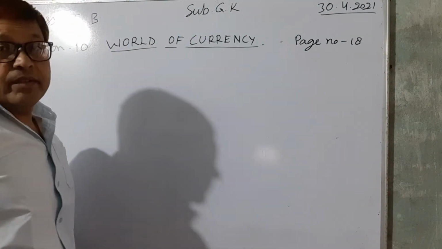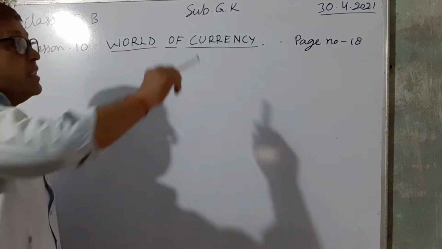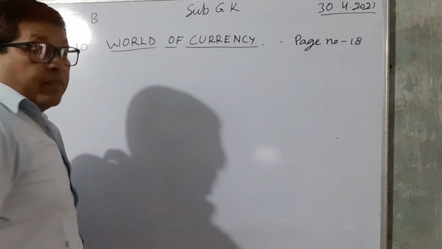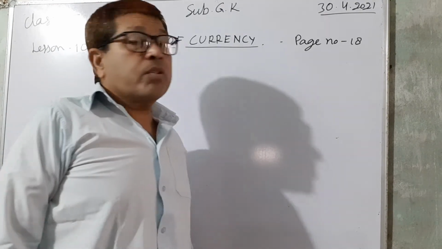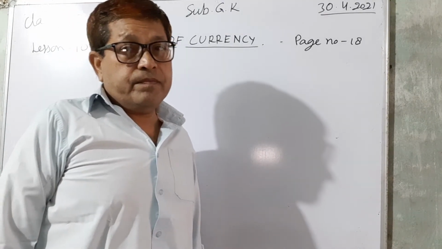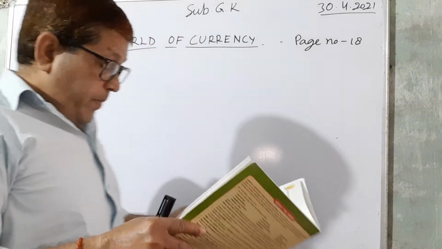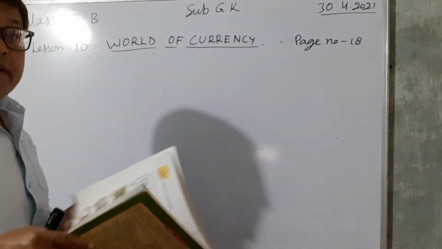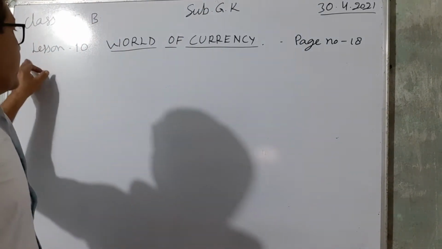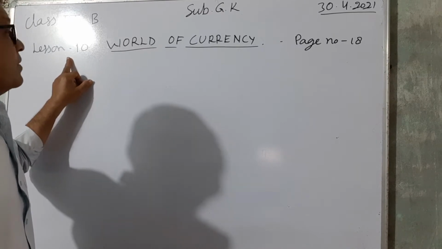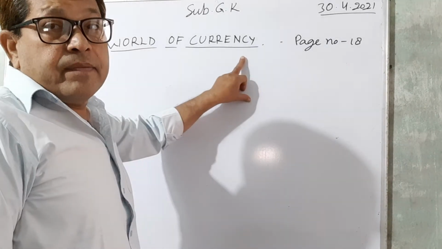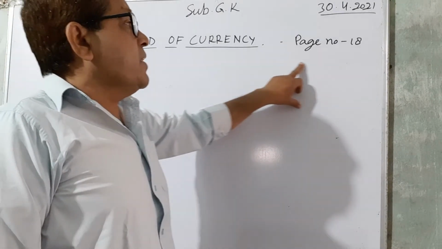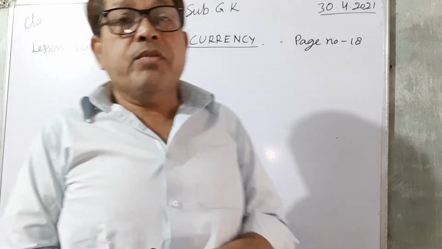Class 3rd B. Subject is GK and date 34th 2021. Now open page number 18, lesson 10, world of currency, and page number 18 you have to open.